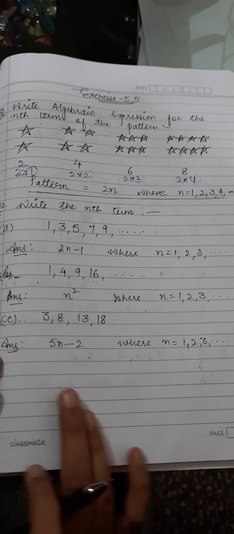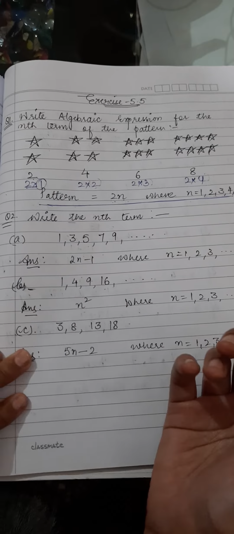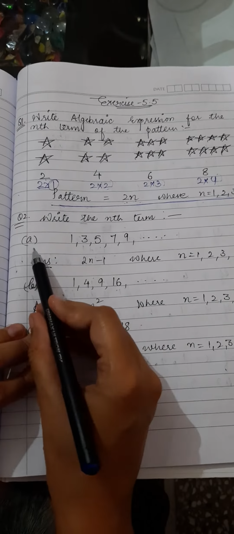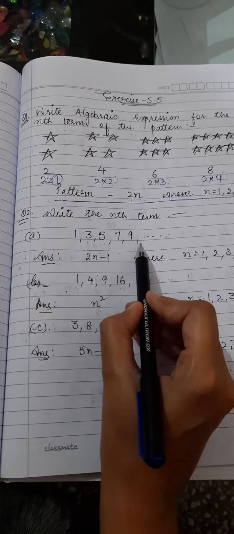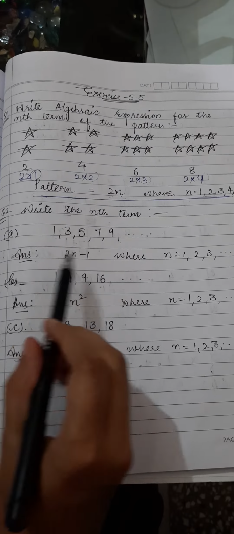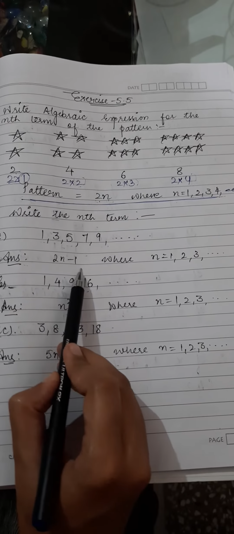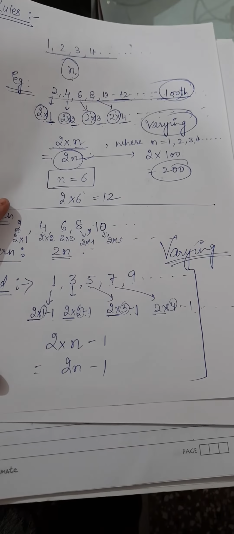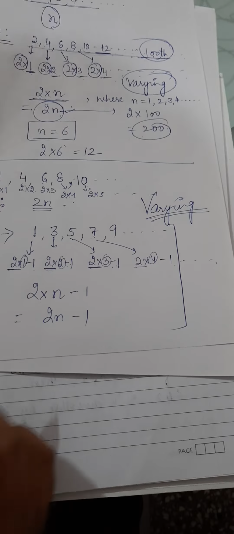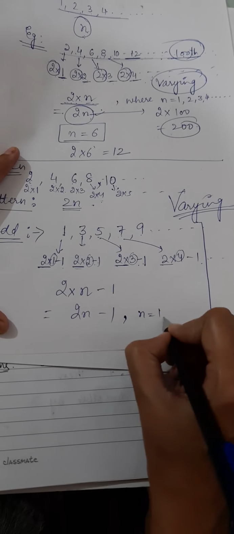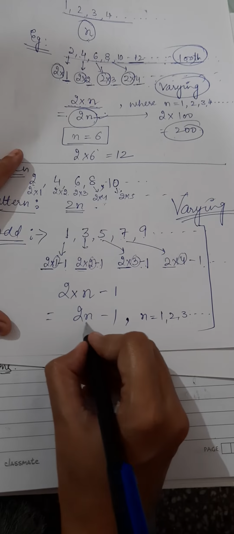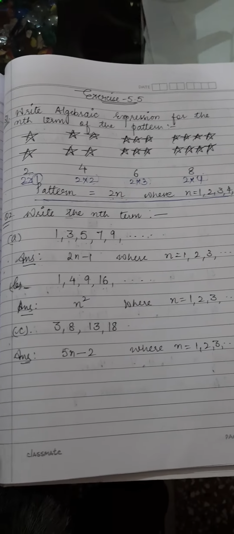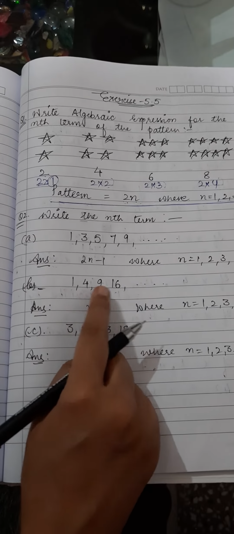Now next, question number 2 is, write the nth term of this. Now 3 parts are given to you. The first part is, you can see odd numbers, and I have clearly explained to you that the odd numbers are denoted by 2n minus 1. This is the pattern of odd numbers. So I have written here, and you can write that n is equal to 1, 2, 3, 4, and so on. Anything you can place here. Okay. Next, B part. B part is 1, 4, 9, 16.